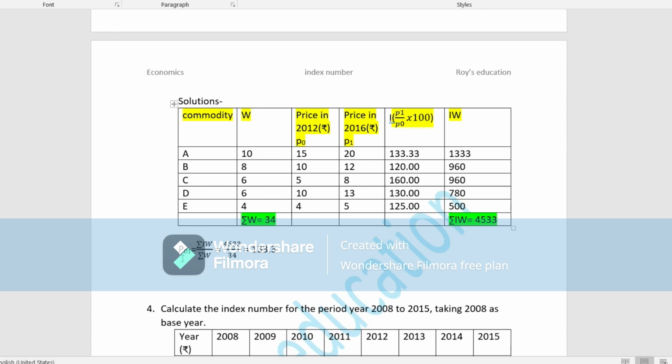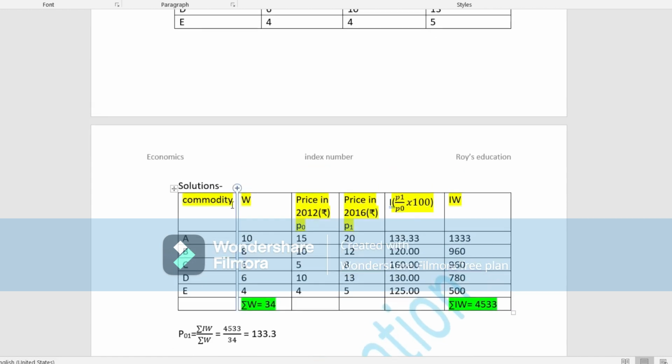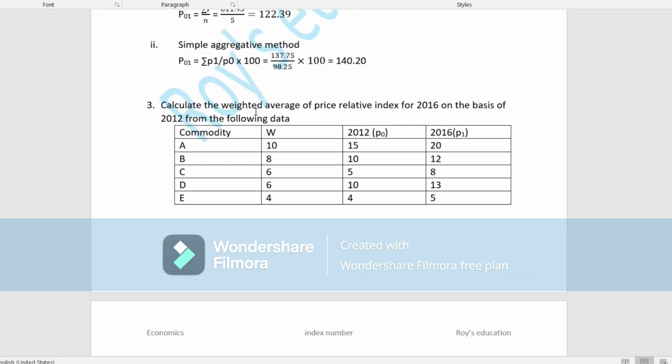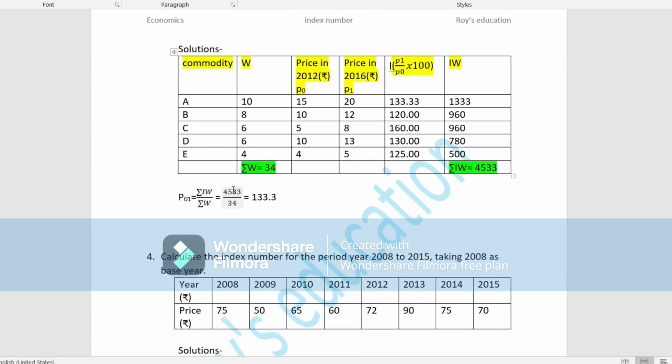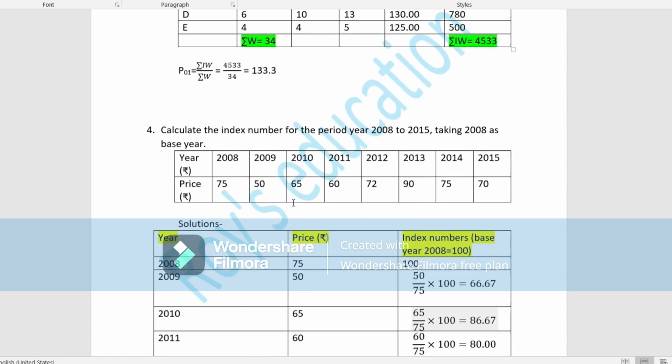What is the formula? P01, that is the index. This index number, how are you going to calculate? Summation IW by summation W. What is the question? We have to find out the weighted average of price relative index. This is the formula. So summation IW is what? 4533 by 34. That means we are getting 133.3.